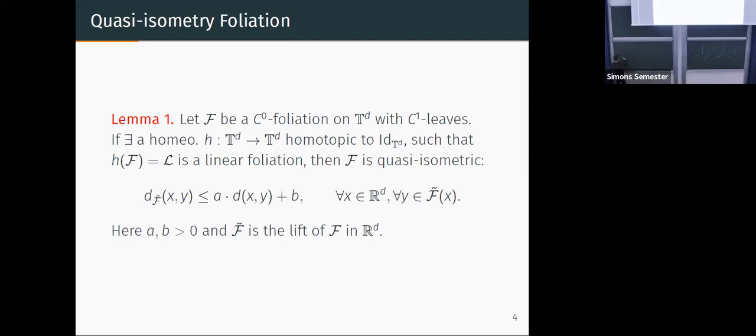If it is not quasi-isometric, that means the distance in the leaf goes very large: two points that are actually close in the universal cover of the manifold may go very far apart in the leaf space. But if you map to the linear one, then the foliation has some periodicity, which gives you that it is quasi-isometric. Okay, that's the first thing.